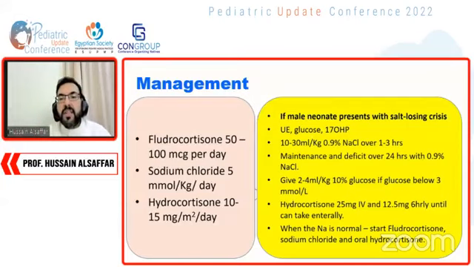And if there is hypoglycemia, with the sugar below 3 millimole per liter, we usually give 2 to 4 ml per kg of 10% glucose. And we give a start dose of hydrocortisone 25 milligram intravenously, and then a maintenance dose of 12.5 milligram 6 hourly until the patient tolerates either oral or GPs. And when the sodium is normalized, we put patients on fludrocortisone and sodium chloride.